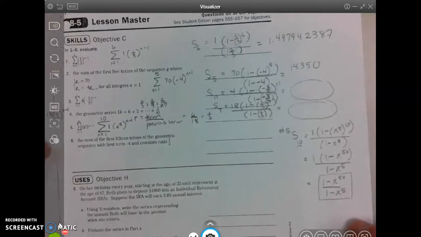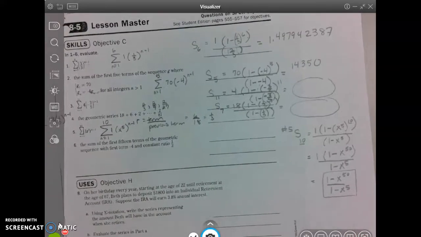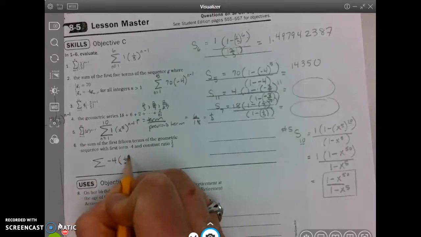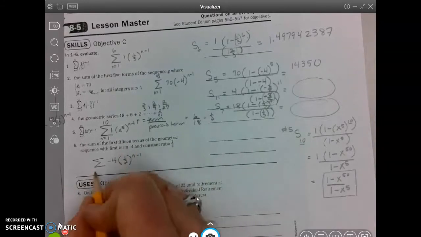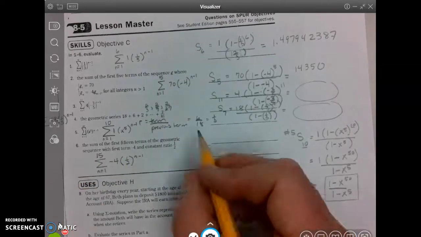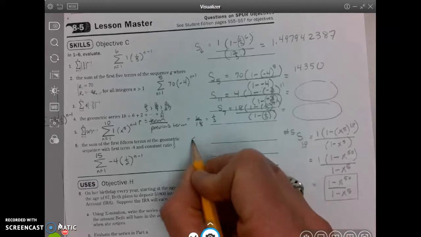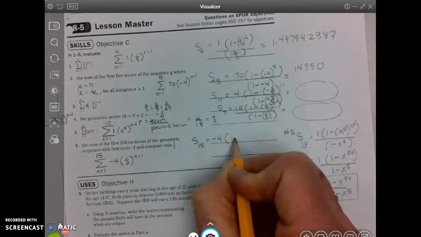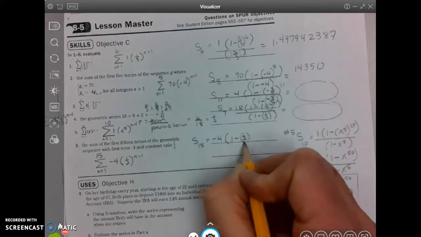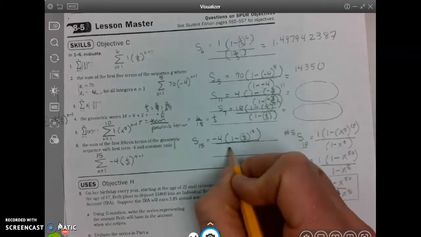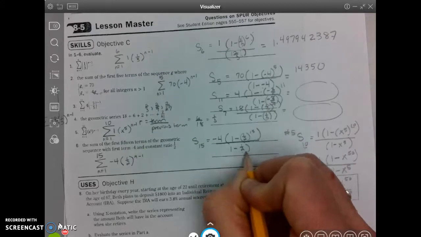Let's go into number 6. The sum of the first 15 terms of the geometric sequence with the first term of -4, constant ratio of 1/2. And we want the first 15 terms, so n equals 1 to 15. So I'm going to do the sum of the first 15 terms. The first term is -4, 1 minus 1/2 to the 15th, all divided by 1 minus 1/2.